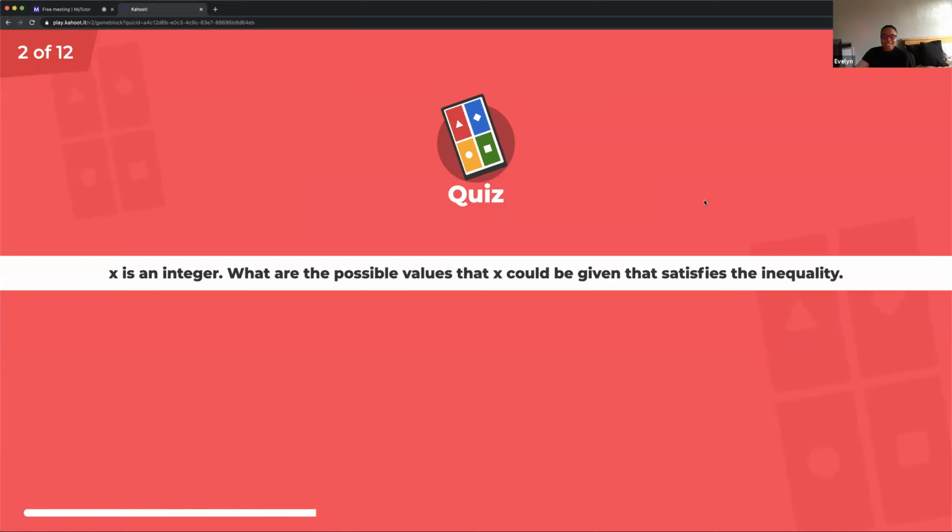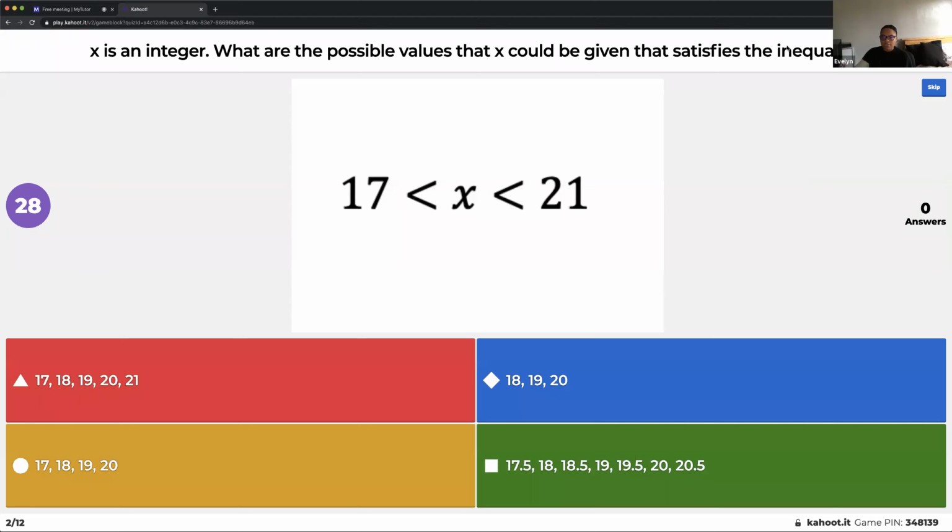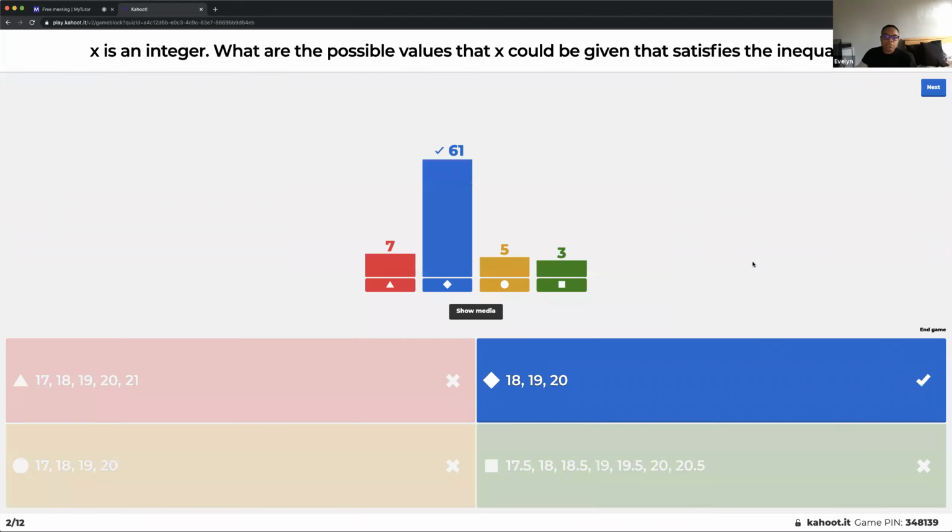Right. x is an integer. What are the possible values that x could be given that satisfy the inequality? Have a look at the inequality. What numbers could work in there? Someone asked, was the previous question that we went through, was that inverse and direct proportion? No. Inverse and direct proportion are a little bit different. They're different types of questions. The question will be very, very clear. They'll say, this number is inversely proportional, or directly proportional, to this.